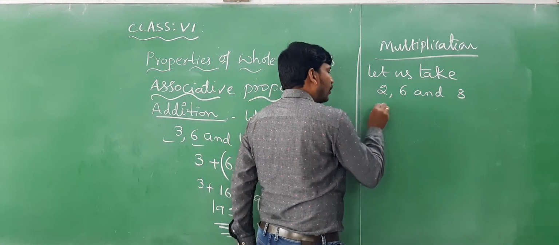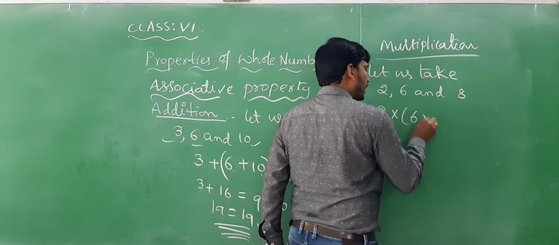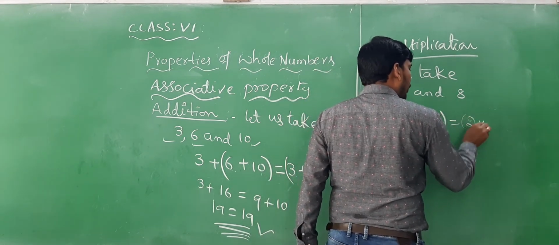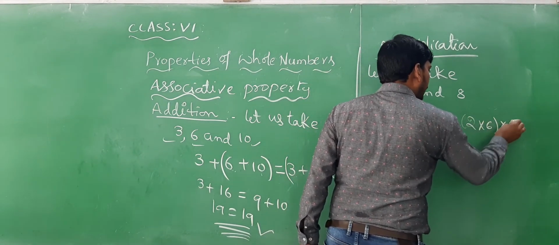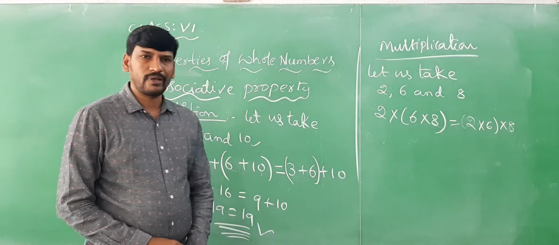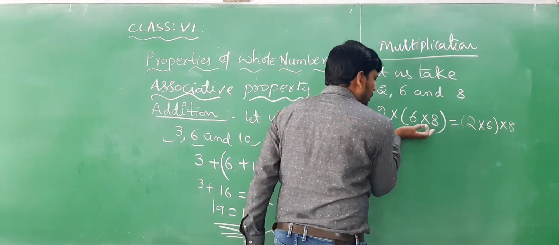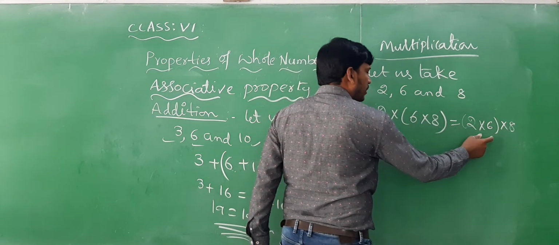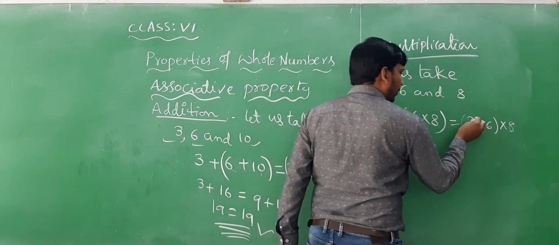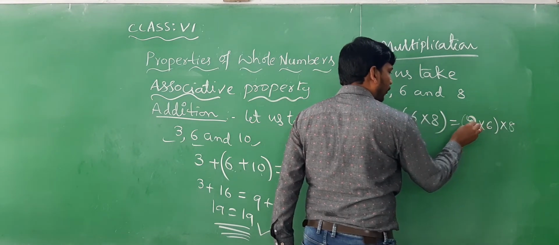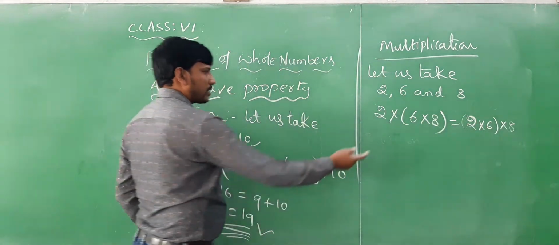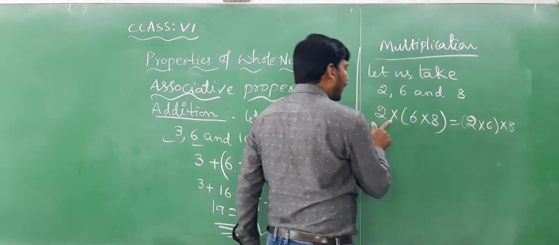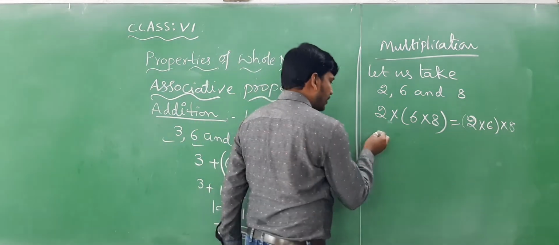That is (2 × 6) × 8 on the left, which is equal to 2 × (6 × 8) on the right. Clear? First of all, in the LHS part, I took 6 and 8 in one bracket. In the RHS part, 2 and 6 in one bracket. The same process as addition; the only thing is here we are doing multiplication. So first of all, the bracket part.